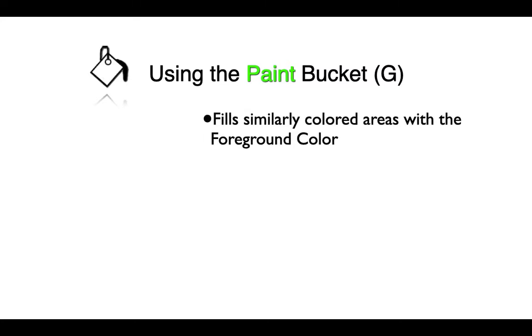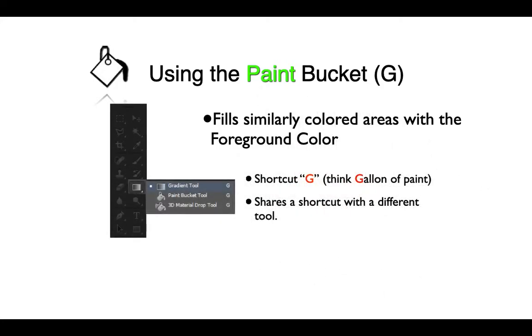Now, the hue and saturation portion of Photoshop is not the only way to change the color of something or to put the color of something. You can also use the paint bucket. It fills similarly colored areas with the foreground color. I'll show you what that means. The shortcut to get to this tool is G. It also shares a shortcut with a different tool, which is the gradient tool, which is why the shortcut is G. But we'll get to the gradient next week, actually.